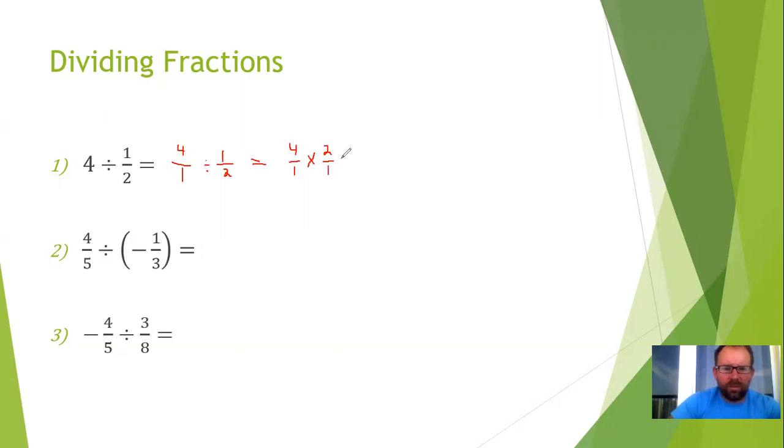Then we're just going to multiply as if it was a multiplication problem. So we do 4 times 2, which is 8. And then 1 times 1, which is 1. And that 8 over 1 is just the number 8. So our final answer here is 8. All right, so then we have 4/5 divided by -1/3. Going to keep the first sign, 4.